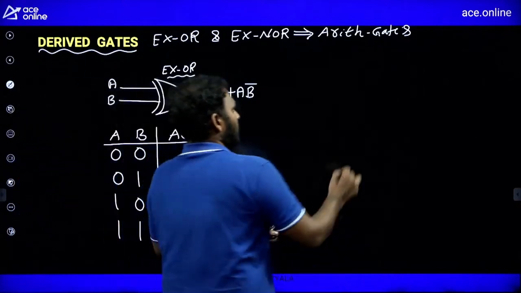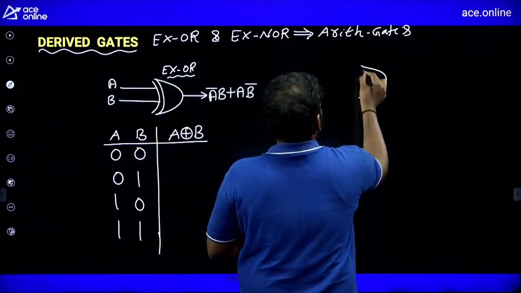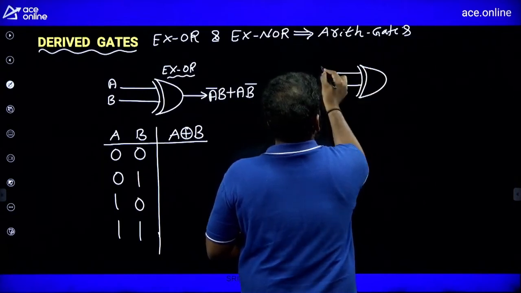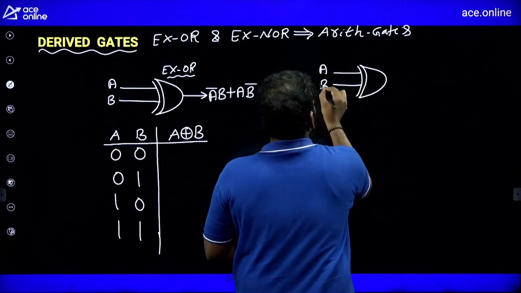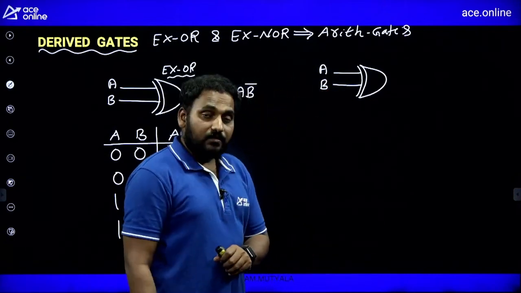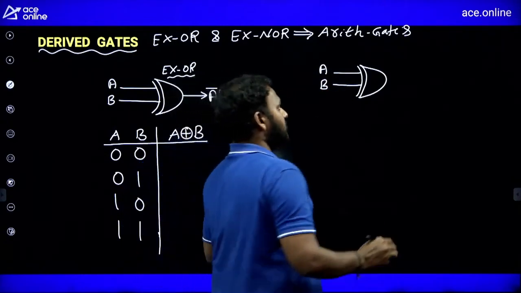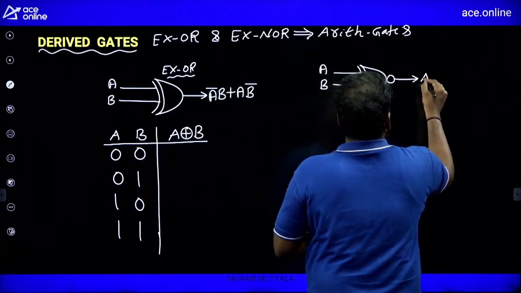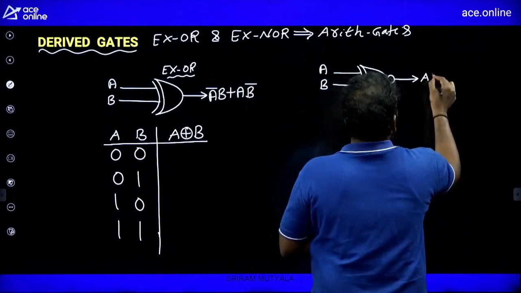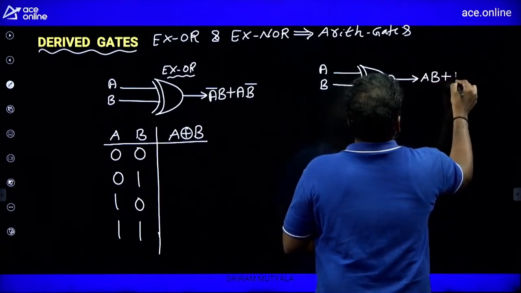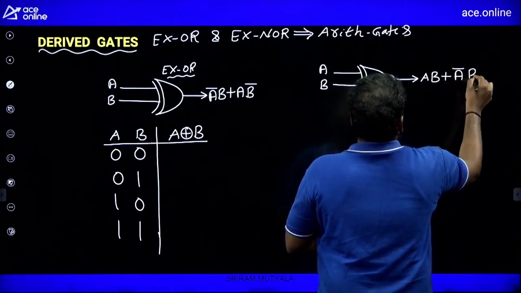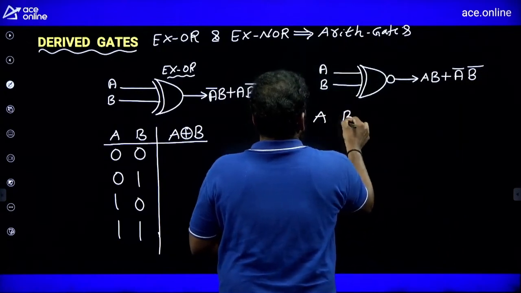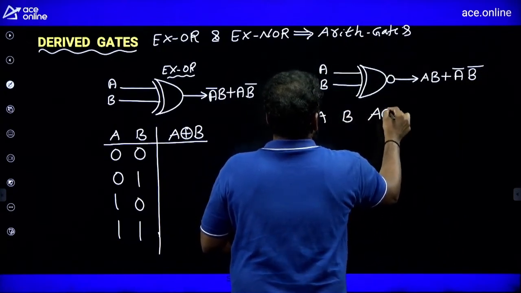Similarly, the exclusive NOR gate is just a complement of the XOR gate. That's why we will have the XOR gate symbol only, but with the XOR operation whole bar complement. The bubble represents that complement. After complementing A bar B plus AB bar, we will get AB plus A bar B bar. AB and A XNOR B.